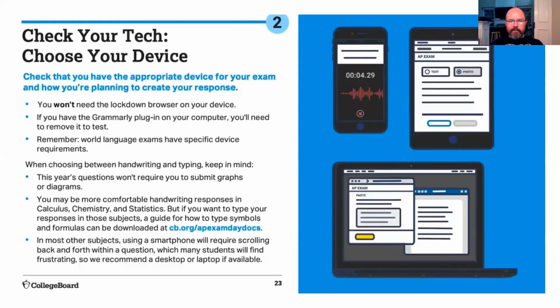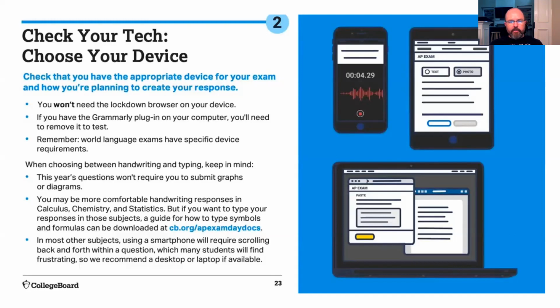You may be more comfortable handwriting your responses if you like calculus, chemistry, statistics, and you want to write out your responses. That's fine. You could do it for this one as well. But if you can type out your response, or if there's some symbol that you want to type in, maybe you want to say alpha for angular acceleration, there is a symbol and formula information sheet at cb.org/APExamDayDocs that will tell you how to do that.